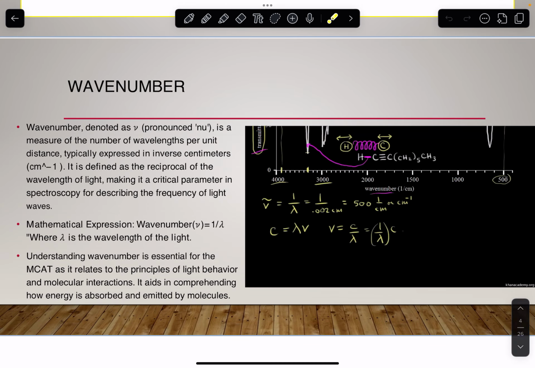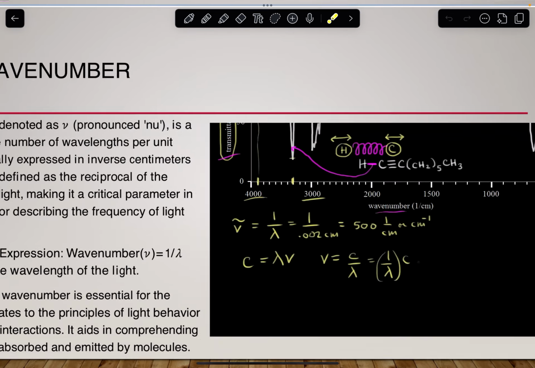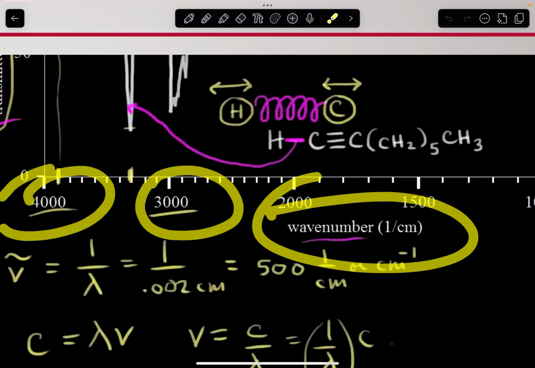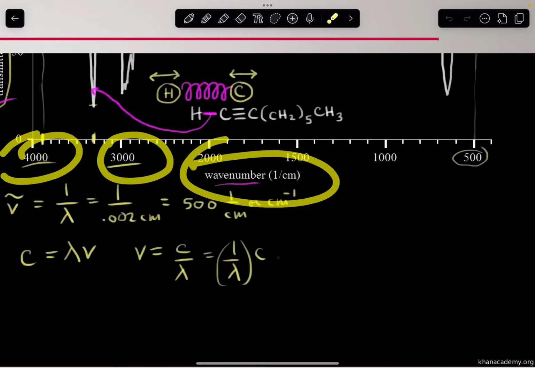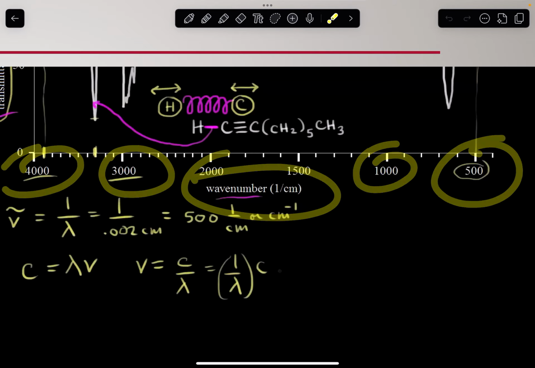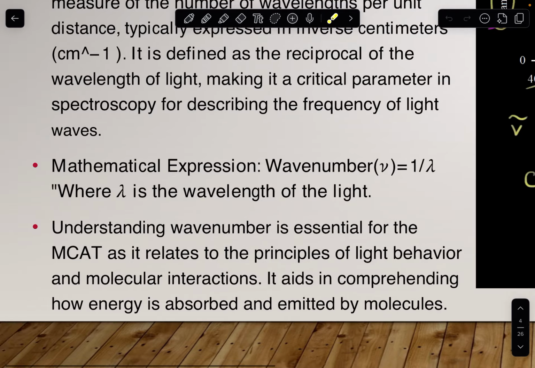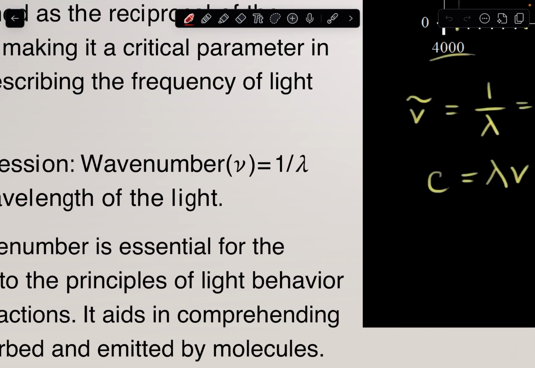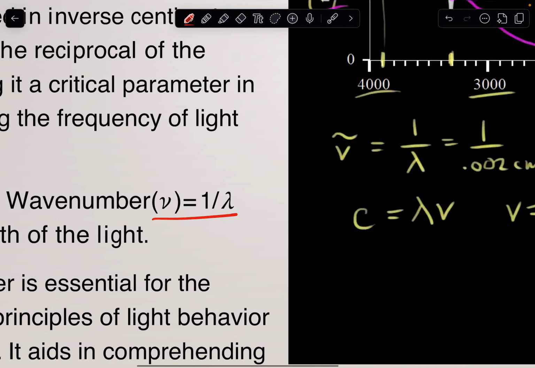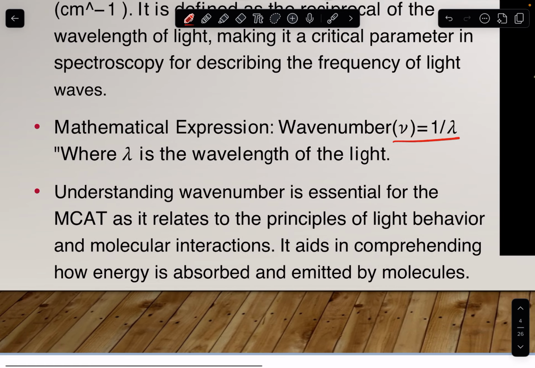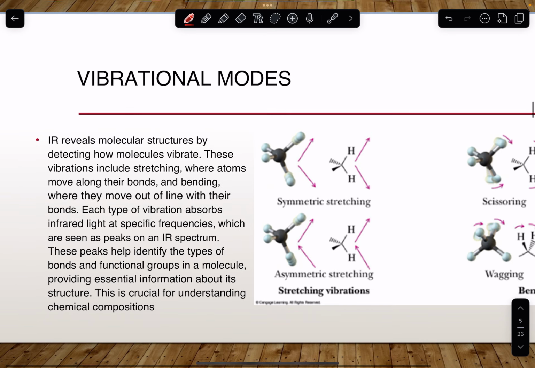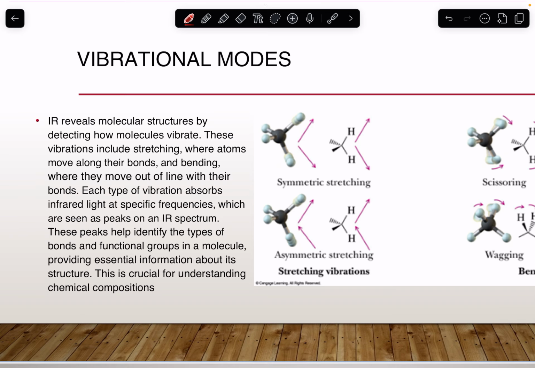So you need to know what wave number is. Wave number is pretty much the axis of your IR spectrum, okay? There is a lot of detail here, but we're not going to go over all of it. Just know wave number. It's calculated in 1/centimeters. The wave number formula is 1/wavelength. 1 over the light wavelength will get you that number. These are more important conceptually.